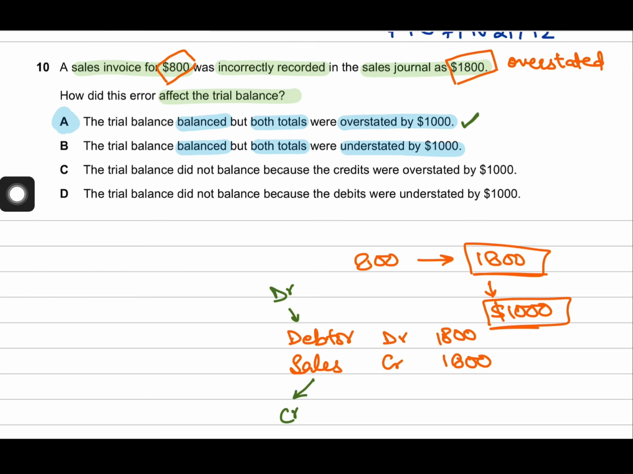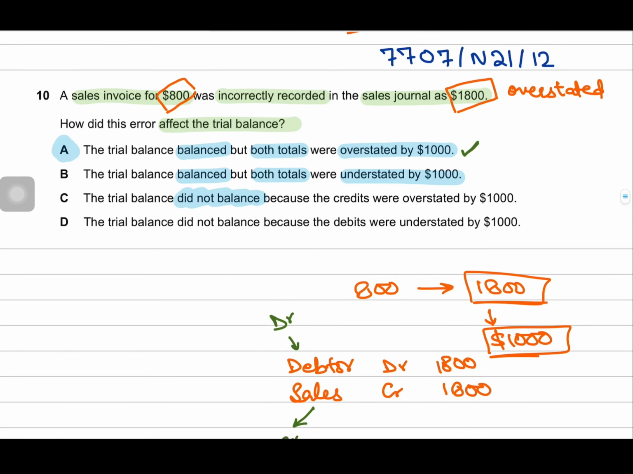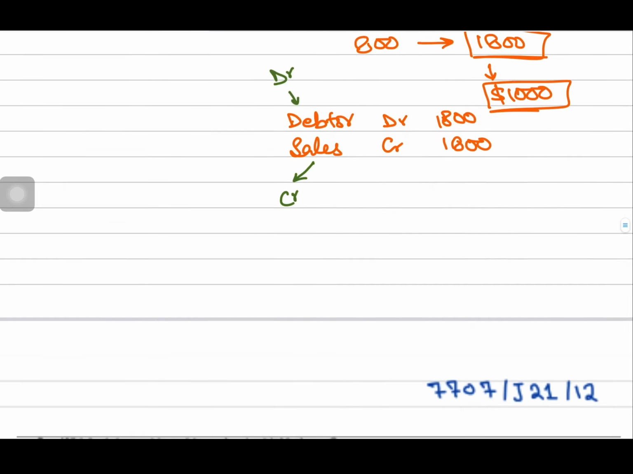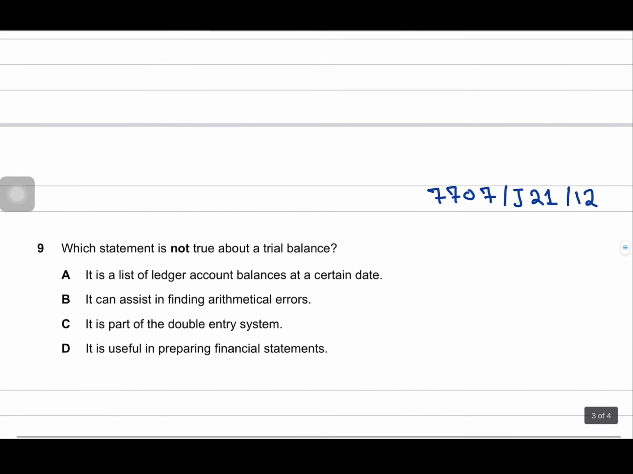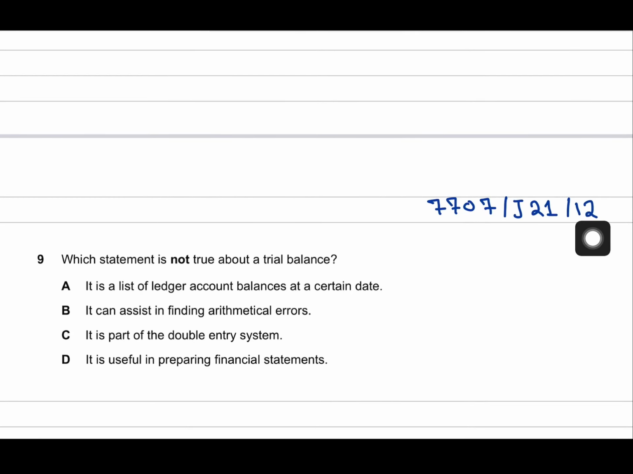Option C says the trial balance did not balance. This can't be possible because this is an error which does not affect the balancing of the trial balance, so it's not correct. Same goes for D as well, that the trial balance did not balance, so it can't be right either. Now let's move to our next question, which is from June 21 paper 12.